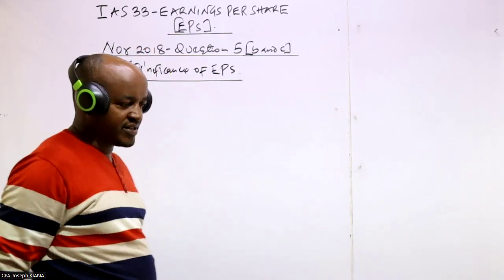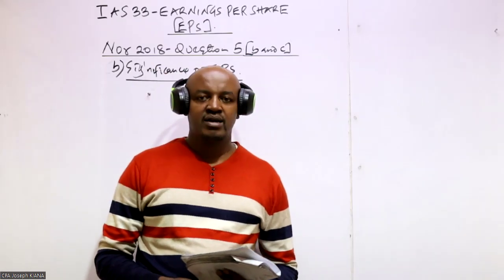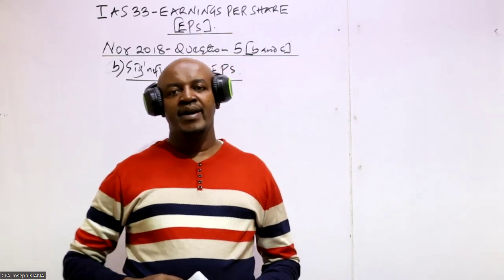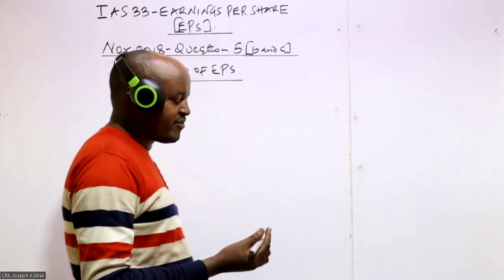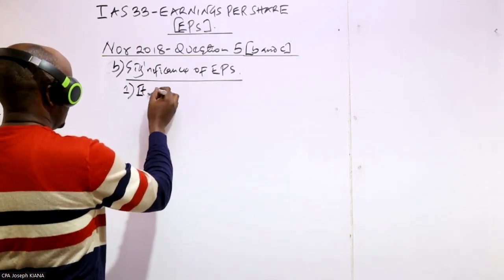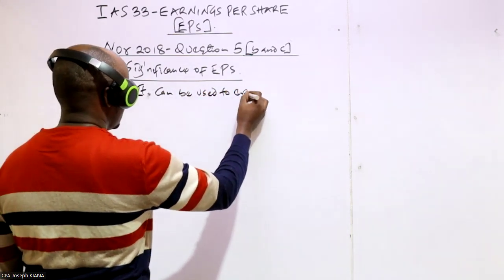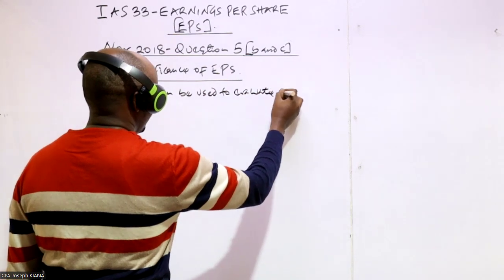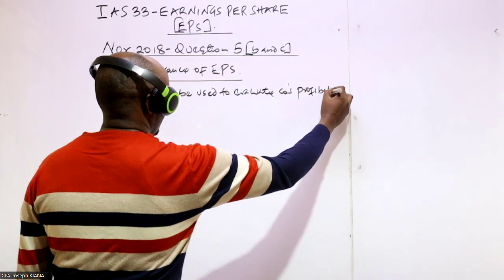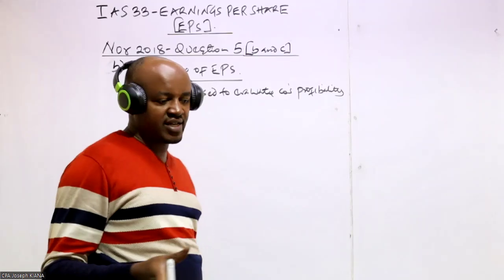Recalling our previous session, we talked about some of the benefits, or basically some of the significance, of earnings per share, which has to be computed and disclosed by all listed companies. Number one, it can be used to evaluate a company's profitability. So that means the shareholders can use earnings per share to know how the company is generally performing.